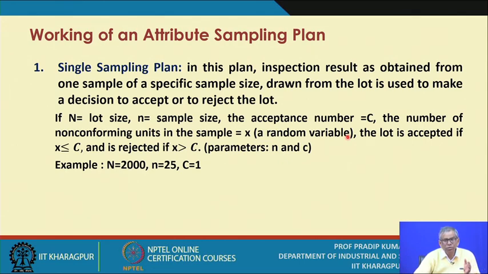Now you just count how many non-conforming units occur in the sample. So this is a variable, and obviously this is specified as x, and x is a random variable. It could be 0, 1, 2, or 3, so any number. That's why it is referred to as a random variable. For this particular case, when you deal with an attribute sampling plan, obviously this random variable is a discrete random variable. That means you only get integer values.